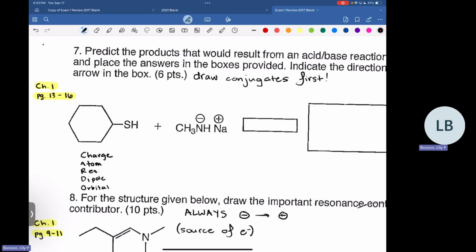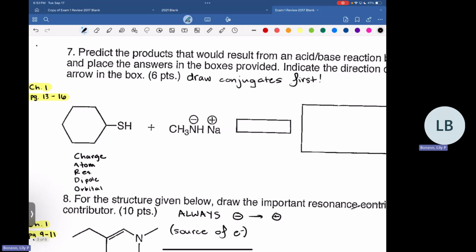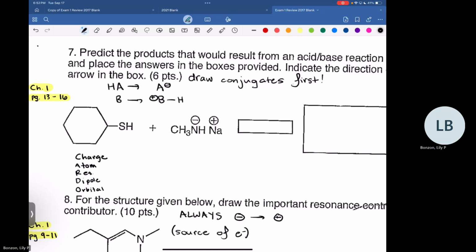So the first thing I like to do with these ones is I like to predict the products first. And so remember that acids are going to donate their proton and bases are going to accept the proton. So if we look on the left, we see that we have an SH and an NH. So this one is a little bit tricky because both of them have a hydrogen that could theoretically be deprotonated. So let's just look at both of them in their deprotonated forms.